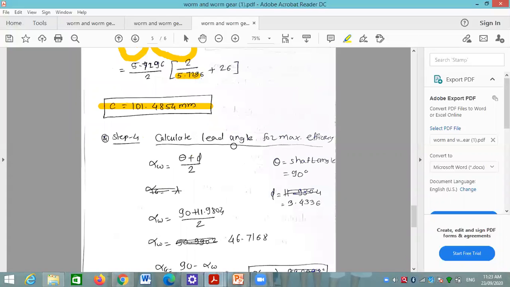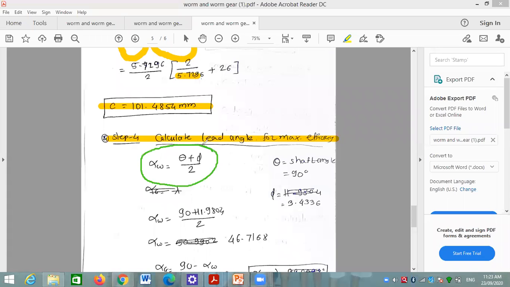Then the fourth step is to calculate the lead angle for maximum efficiency. What is the value of lead angle so we will get the maximum efficiency? In spiral gear, we have a condition for maximum efficiency: alpha W, the helix angle for a worm, is equal to theta plus phi divided by 2, where theta is the shaft angle. Shaft angle means the angle between the two shafts.